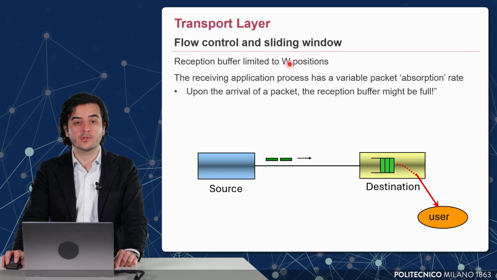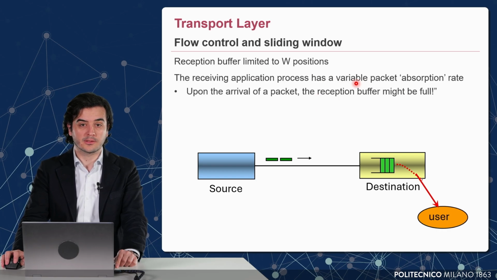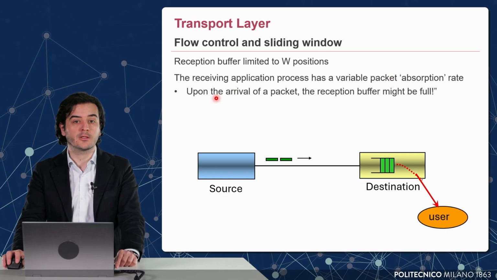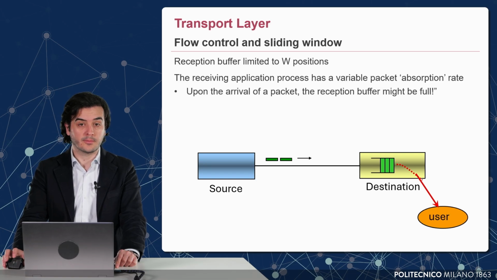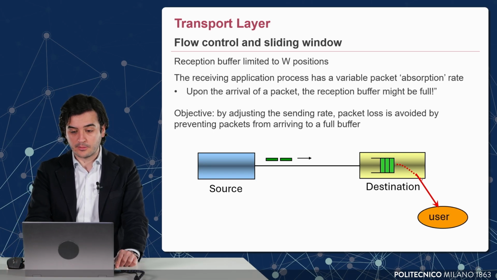The reception buffer, of course, is limited to a certain amount, in this case to W positions, to W segments that can be received. And also the receiving application on the user side can have a variable absorption rate. So upon the arrival of packets, since the application process has a variable absorption rate, it is possible that when new packets arrive the reception buffer might be full, and hence the packets, in this case the segments, might have to be discarded.